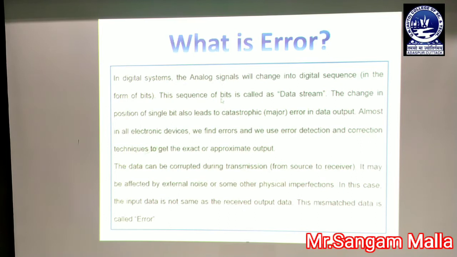Whenever we convert the whole data into digital form, or a sequence of bits, we call it a data stream. So a data stream is simply the sequence of bits formed whenever we convert the data into digital form. The change in position of a single bit also leads to a catastrophic, that is major, error in the data output. So whenever we change the bits of our data, it leads to a major error in the data output. In almost all electronic devices we find error, and we use error detection and correction techniques to get the exact or approximate output.